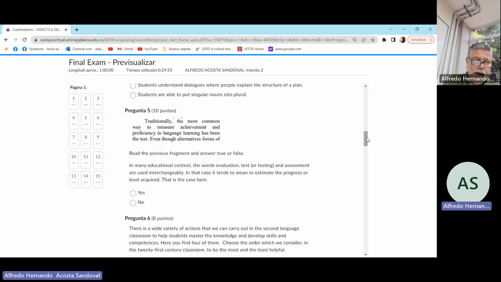Next, "traditionally the most common way to measure achievement and proficiency in language learning has been the test." Even though, okay, this is not part of the fragment. According to this question, we are using test in the sense of test, assessment, and achievement, because the question says in many educational contexts, the words evaluation, test, and assessment are used interchangeably, and that's true.